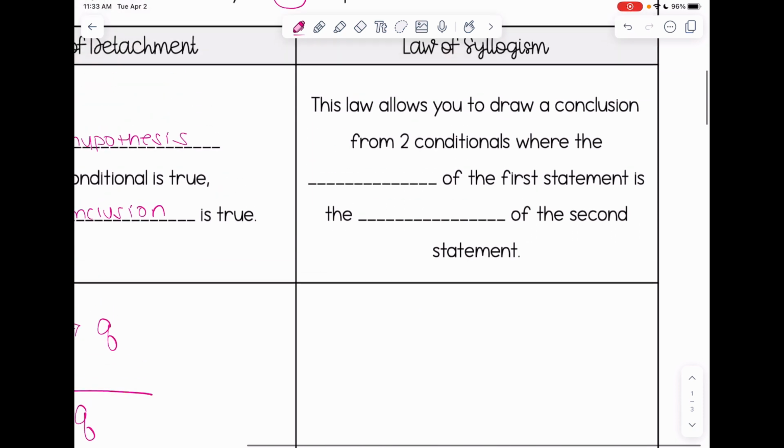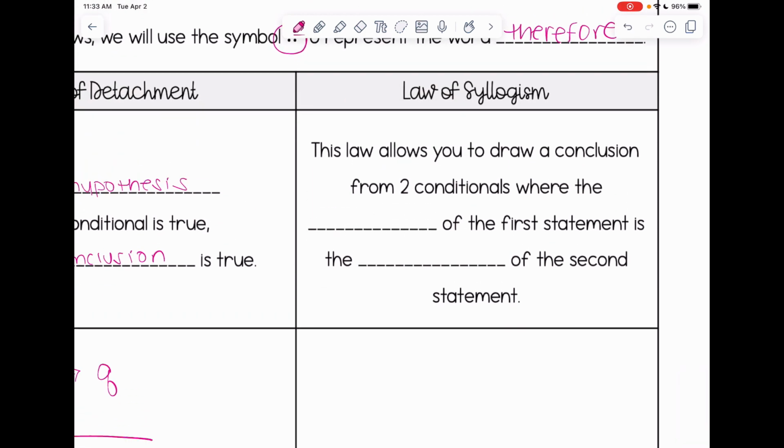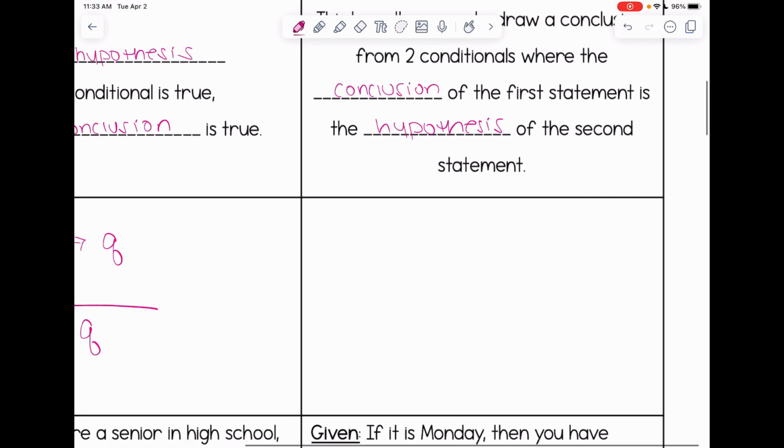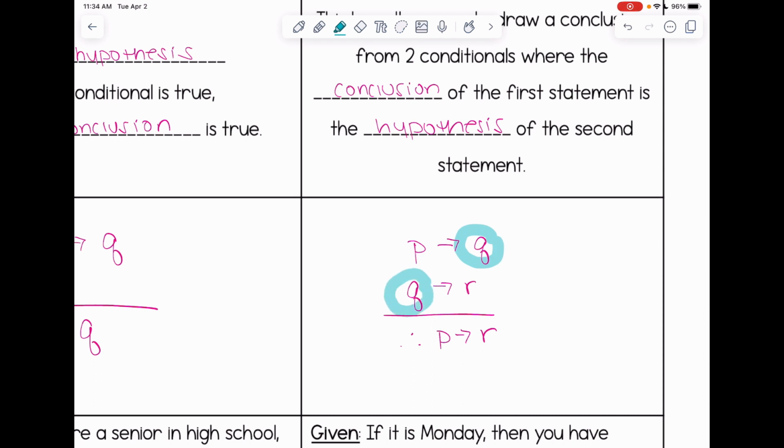All right, let's look at the other law of logic. That's called the law of syllogism. This law allows you to draw a conclusion from two conditionals where the conclusion of the first statement is also the hypothesis of the second statement. Here's what that looks like symbolically. If we know if P then Q is true, and we know if Q then R is true, therefore we know if P then R is going to be true. So notice here the conclusion of the first statement is also the hypothesis of the second statement.